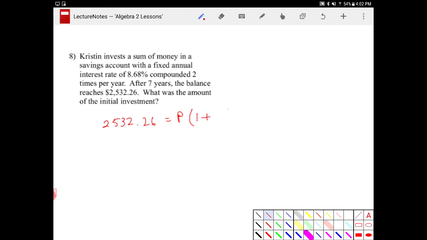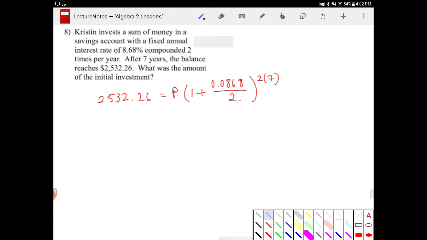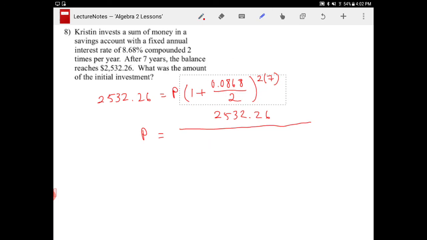1 plus 8.68, it's still appreciating, so it's 0.0868 divided by n, in this case, is 2, to the power of 2 times 7, because t is 7. Now I just got to solve for the initial value. So actually, P will equal 2532.26 divided by this whole massive thing. And that's what I want to enter into the calculator.